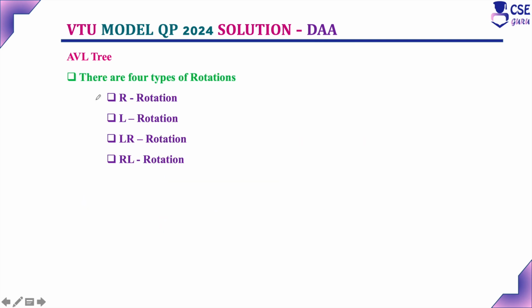To convert the unbalanced binary search tree into a balanced one, we can apply rotations. There are 4 types of rotations we can apply in an AVL tree. One is R rotation, which is a single right rotation. Single rotation is enough, and that too on the right side. And a single left rotation. So these two come under single rotation. The next are double rotations: left-right rotation and right-left rotation. In the LR rotation, first you apply a left rotation followed by a right rotation. In the RL rotation, first you apply a right rotation followed by a left rotation.